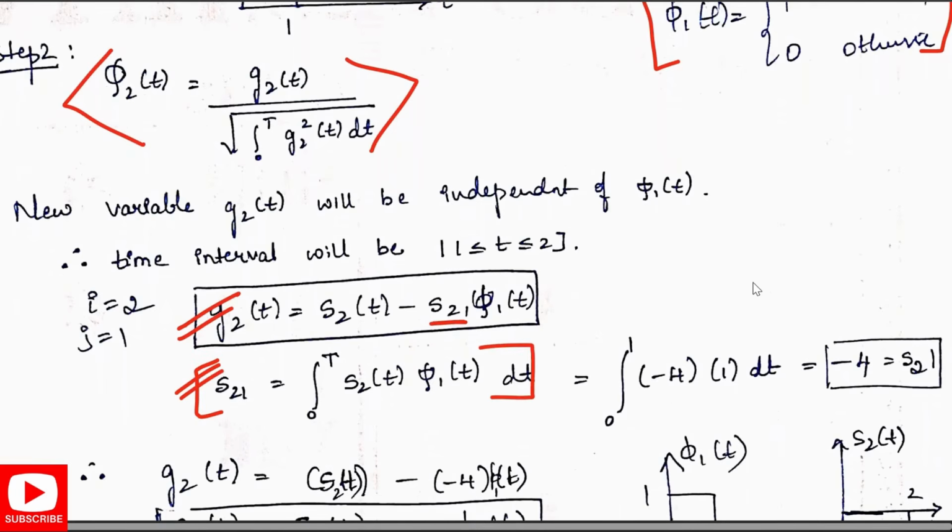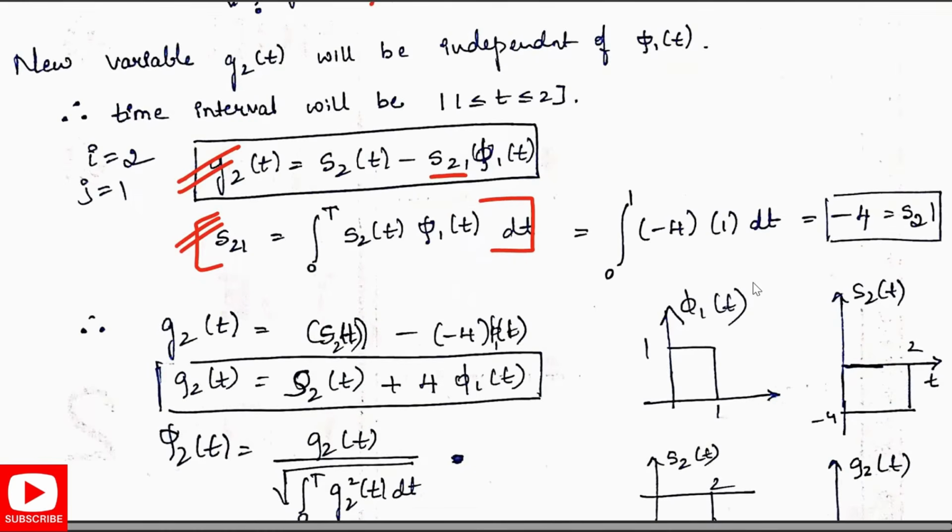Here S21 is equal to the integration of 0 to T of S2 of t, phi 1 of t dt. So what is S2 of t? In the graph, you can observe S2 of t is minus 4. See here, it is minus 4. So minus 4 into 1, where 1 is phi 1 of t. We got it as 1. So you get S21 as minus 4. Now substitute that here. You get S2 of t, minus into minus is plus, 4 phi 1 of t.